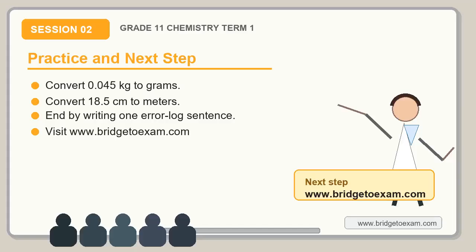Before you leave, practice actively. Task 1. Convert 0.045 kilograms to grams. Task 2. Convert 18.5 centimeters to meters. Task 3. Explain why 500 milliliters is 0.500 liters, not 500,000 liters. At the end of your study, write one sentence beginning, "The chemistry idea I must remember is."